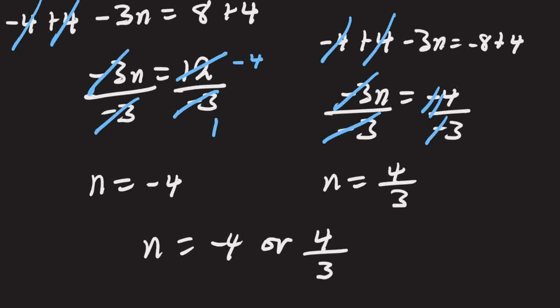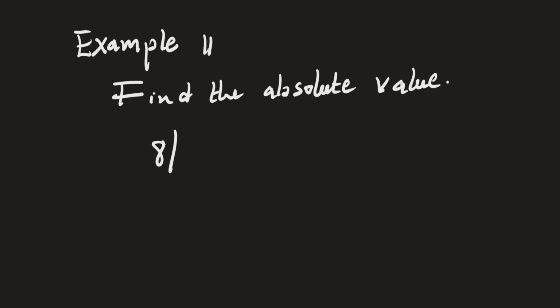Example 11. Find the absolute value. 8 times the absolute value of 5p plus 8, minus 5, is equal to 11.